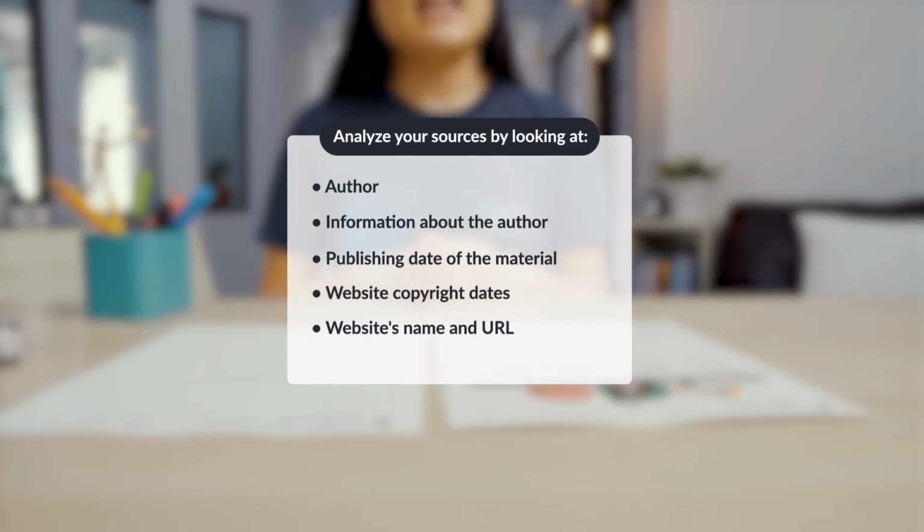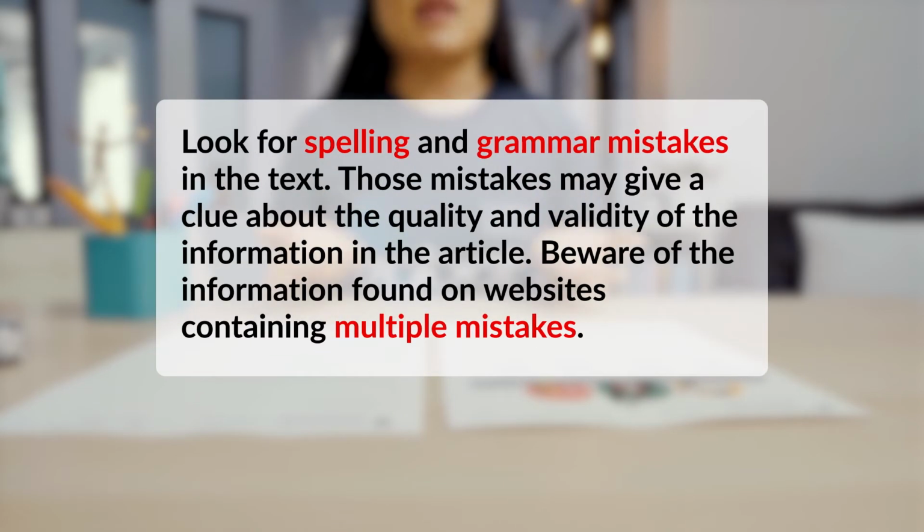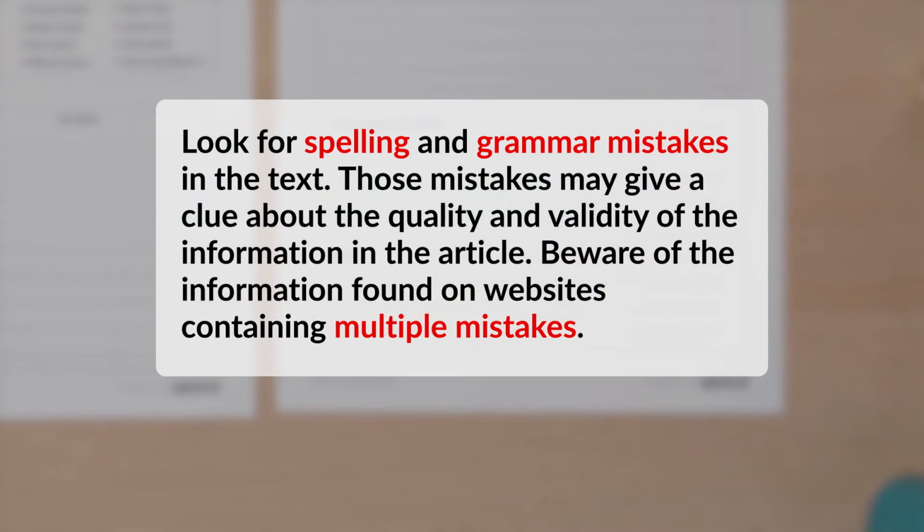Look at the website's name and URL. While a catchy name is great, it may not be the most accurate or reliable source of information. Finally, look for spelling and grammar mistakes in the text. Those mistakes may give a clue about the quality and validity of the information in the article. Beware of the information found on websites containing multiple mistakes.